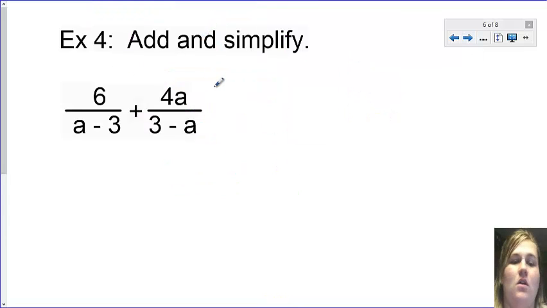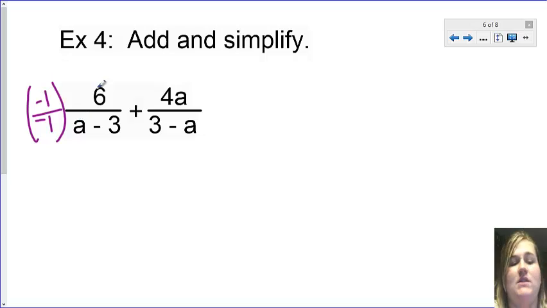Example 4 says to add and simplify. And what they're trying to do here is trick you into thinking that you do have a common denominator, but really you don't. Because here you have a positive a, and here you have a negative a. And on this one you have negative 3, here you have a positive 3. So a way to change that very quickly would be to multiply by negative 1 over negative 1 on the first one, because it's going to change my signs.